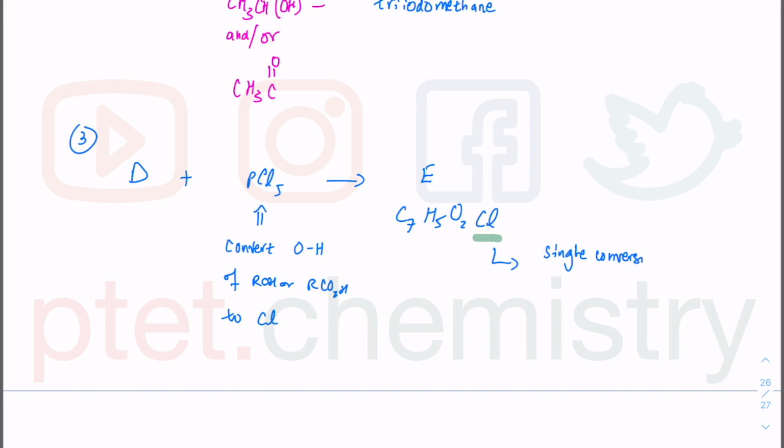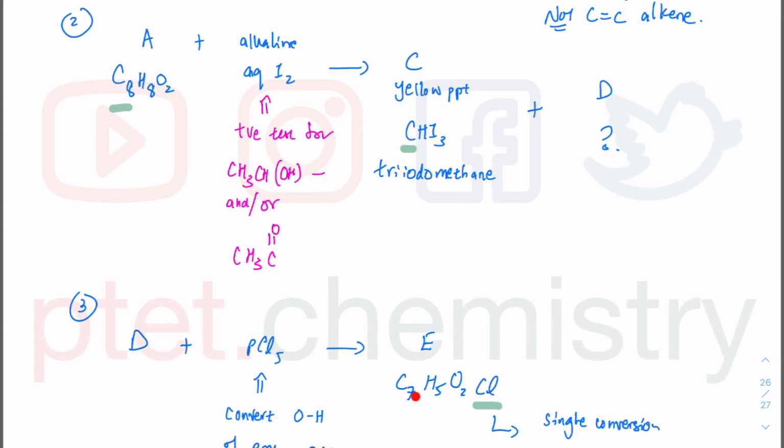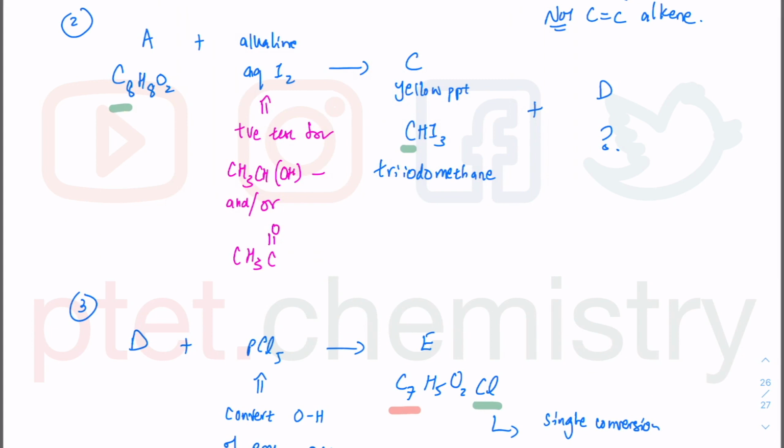Single conversion would mean only 1 OH in D. But this OH cannot be a phenol. It has to be either alcohol, which is not phenol, so it cannot be phenol because phenol doesn't do this reaction, or it could be carboxylic acid. At this stage, we can't tell much, but you can hopefully tell that there are 7 carbons. So I can work backward now. 7 carbons. Previously, I have 8 carbons. I cut away 1 carbon. So this information tells me that there are 7 carbons in D. And that's very, very important.